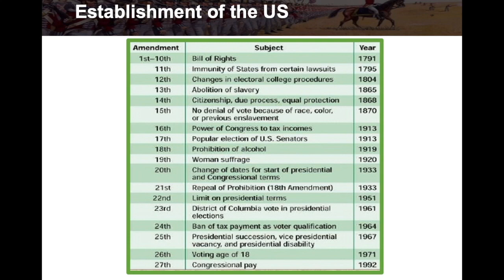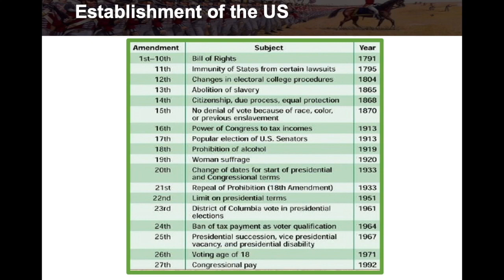22nd Amendment is the limit on presidential terms. Notice that's 1951, so after Franklin Delano Roosevelt, FDR, he served 3 terms as president because of World War II. Well, the 22nd Amendment limited the presidential terms. The 23rd Amendment is a District of Columbia vote in presidential elections because it's not a state, it's a district. Basically, it's a big city, that's all it is.